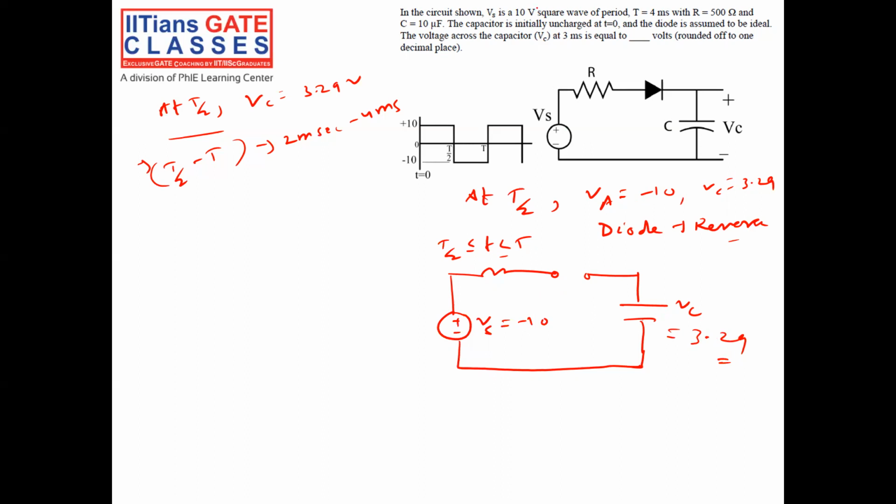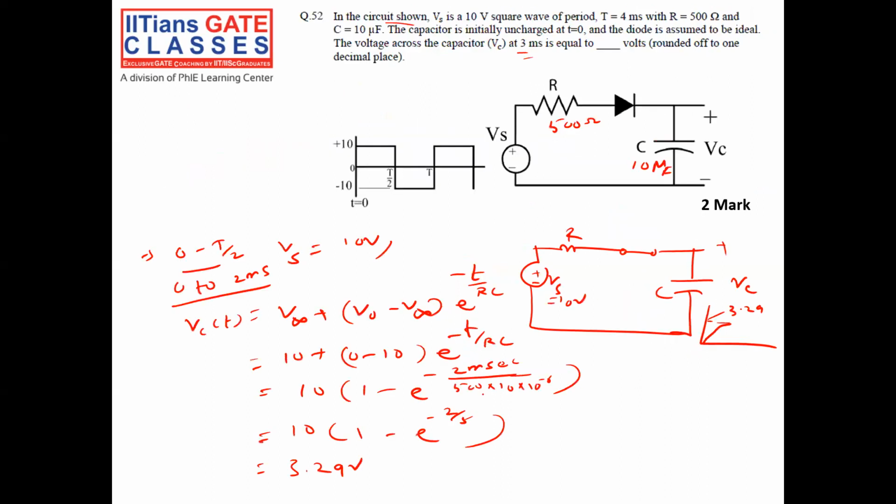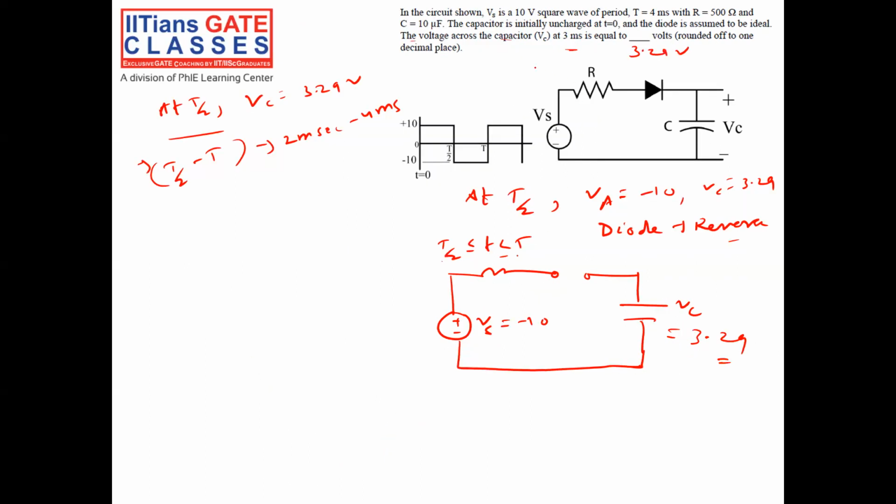In the question it is asking for the voltage across the capacitor at 3 millisecond. That means from 2 millisecond to 4 millisecond, my voltage is constant. So at 3 also, my voltage is constant. So at 3 millisecond, my voltage will be 3.29 volt, which is the same as at T by 2, which you calculated in the previous slide. Because after this, my diode will be open, the voltage in the capacitor will remain constant from T by 2 to T. So the answer is 3.29.